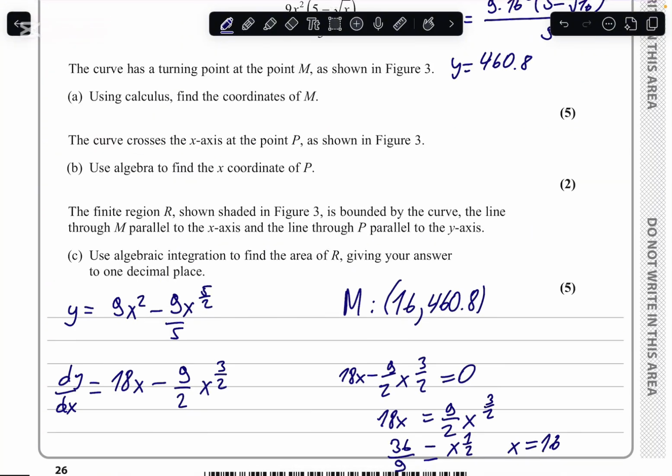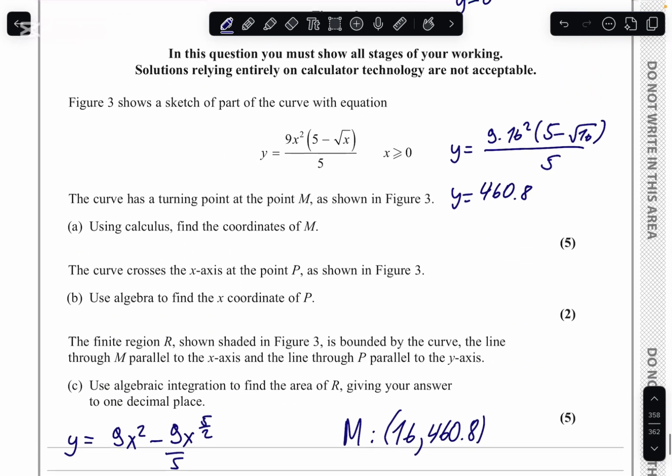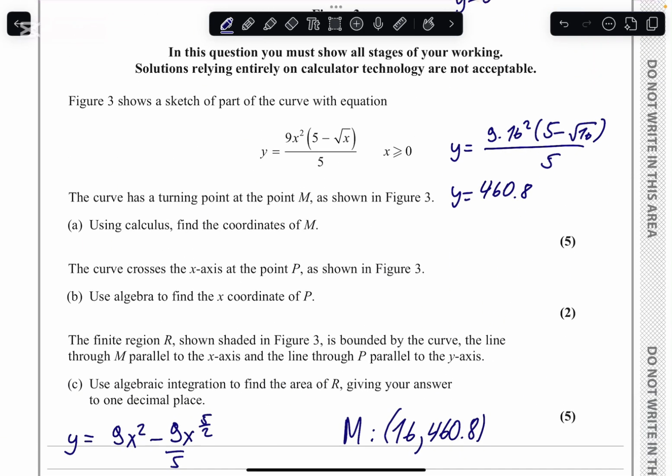In part C, it says the finite region R, shown shaded in figure 3, is bounded by the curve, the line through M parallel to the x-axis, and the line through P parallel to the y-axis. And we need to use algebraic integration to find the area of R, giving our answer to 1 decimal place.